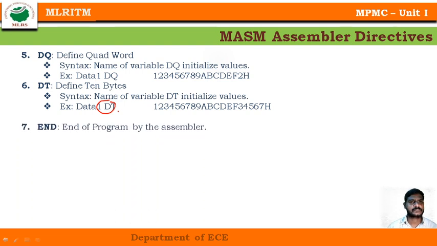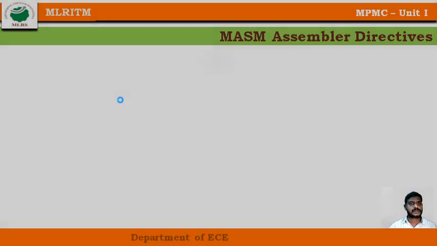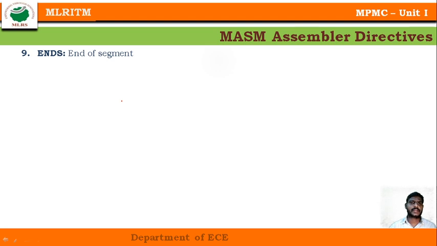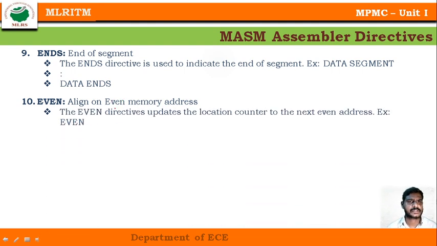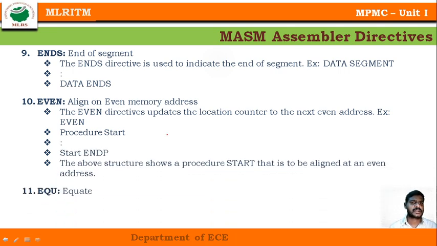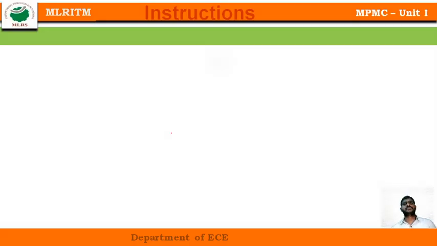END is the end of the assembler program, ENDP is the end of the procedure, and ENDS is the end of the segment. EVEN assigns to an even memory address. The EVEN directive aligns and updates the location counter to the next even address. Example of EVEN: the procedure will start, then the end of the procedure, and EQU. So these are some of the assembler directives which we have seen.